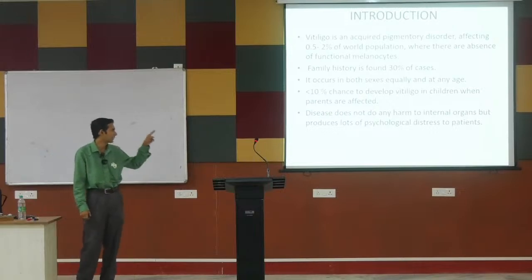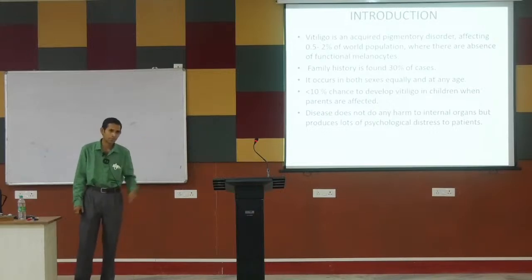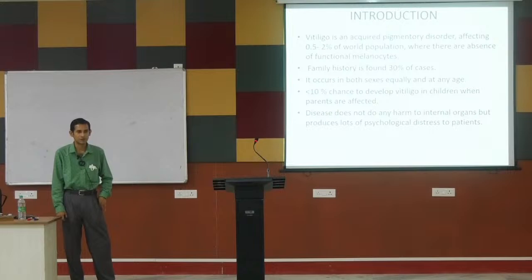Family history is present in about 25 to 30% of cases in vitiligo. It occurs in both sexes equally and at any age group. Any age group can be affected, and there is less than 10% chance of developing vitiligo in the children when the parents are affected.